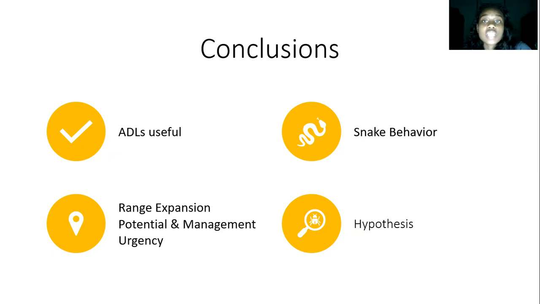This data supports the hypothesis that ADLs would prove a useful tool to not only track python behavior, but also help scientists and management officials with broader projects such as preventing expansion. This data and the conclusions they were able to derive from it may help promote management urgency. The more we know about their range expansion potential, the more they can push management ideas.